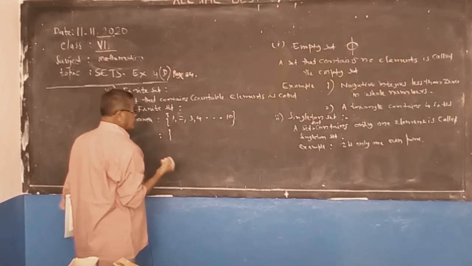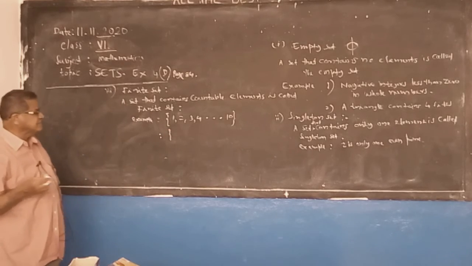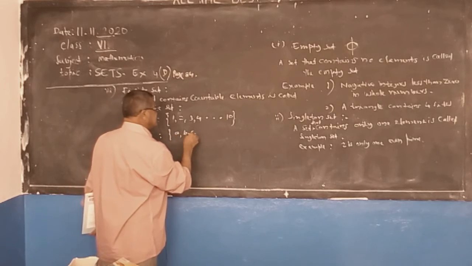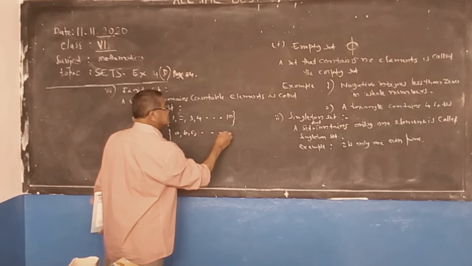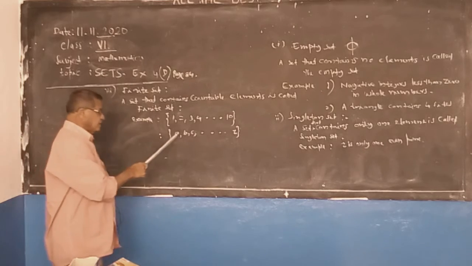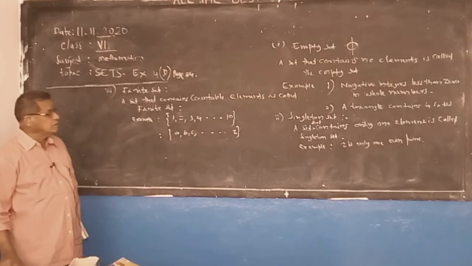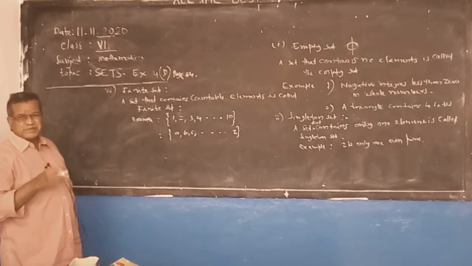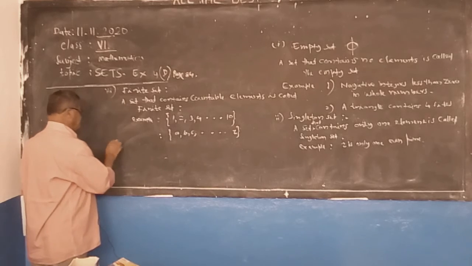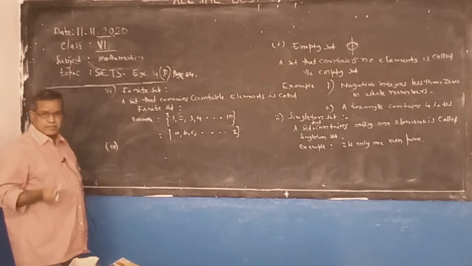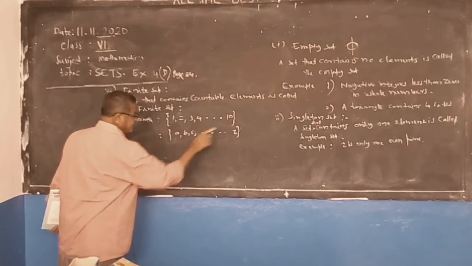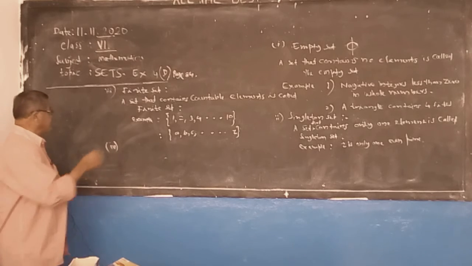And when they are not countable, they are called infinite sets. A, B, C, D, up to the last letter Z. So it has a beginning and an ending also. But in an infinite set, the beginning is there, but there is no ending. Fourth. So please remember, finite has beginning and ending.